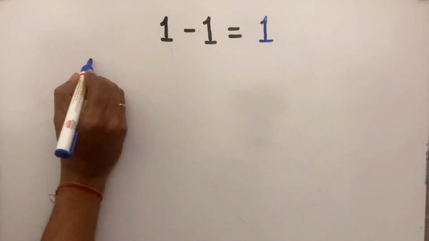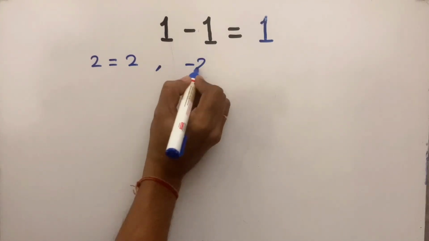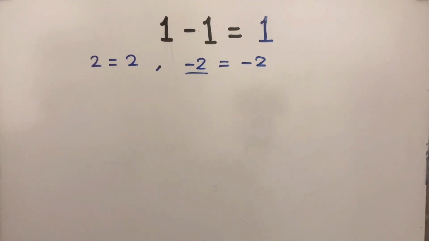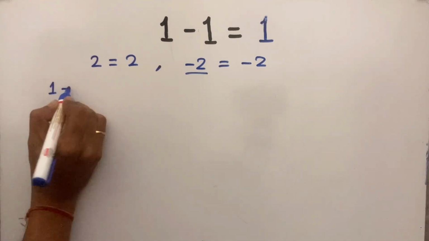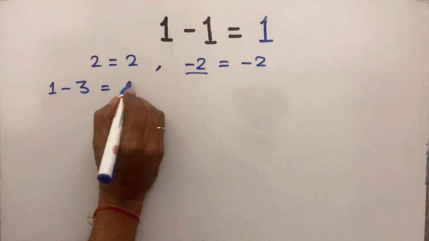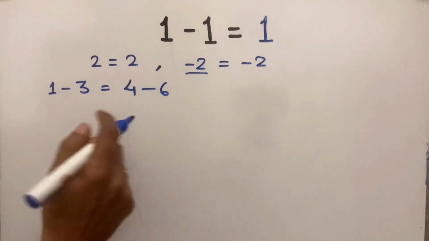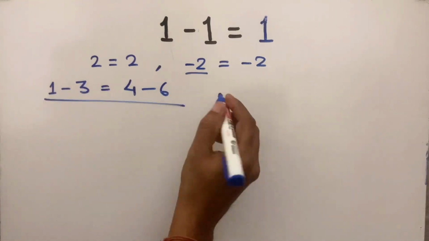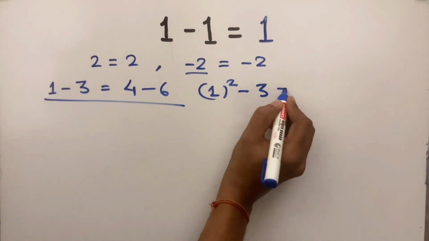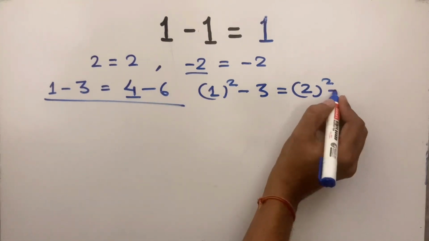As we know that 2 is equal to 2 and minus 2 is equal to minus 2. This minus 2 can be written as 1 minus 3, and this minus 2 can also be written as 4 minus 6. Now expand this term: it can be written as 1 square minus 3 is equal to 4, is equal to 2 square minus 6.